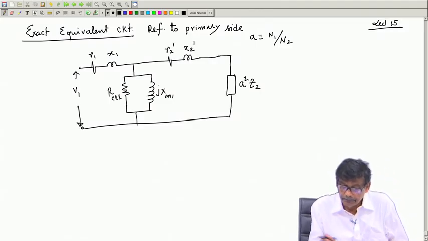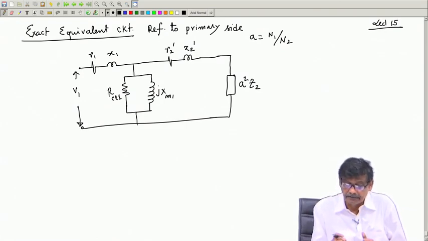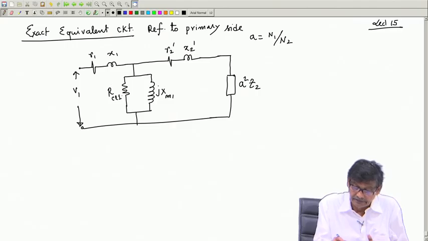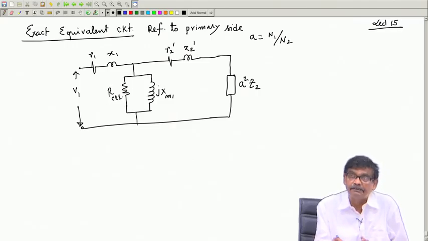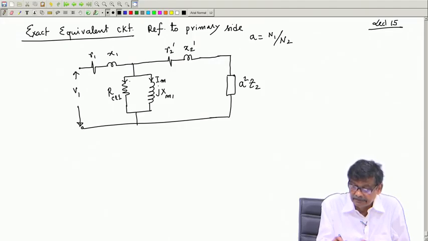So, what are the impedances which will be higher? We would like to see that they must be very high. This resistance, V square by RCL, is the power loss in the core. I would like to reduce it. Similarly, this reactance I would like to make as high as possible, so that the magnetizing current is less. So, this current is called Im, and this current is the core loss component ICL.